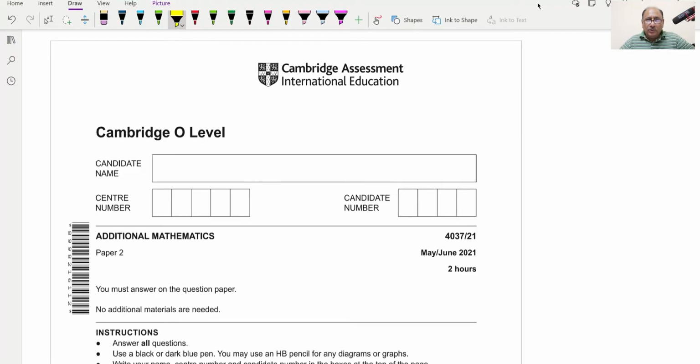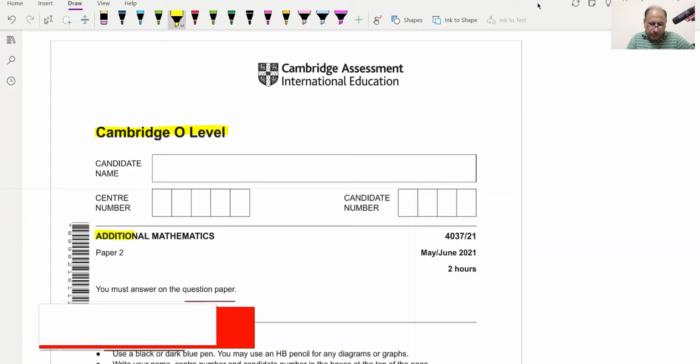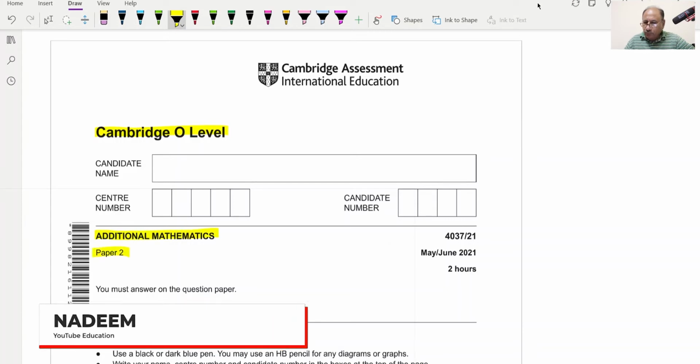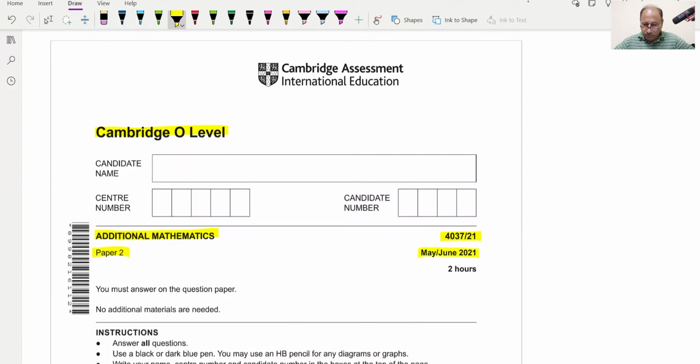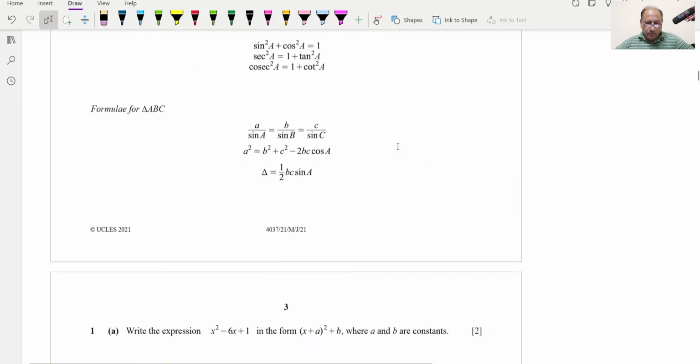Hello everyone. Today we'll be going through Cambridge O-Level Additional Mathematics Paper 2, 4037/21, May/June 2021. Let us move to question number 1.